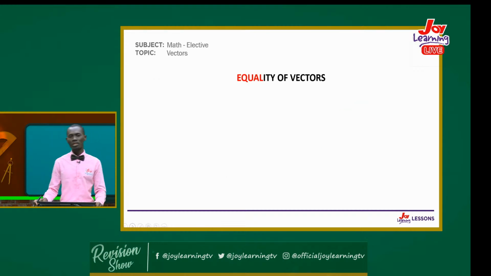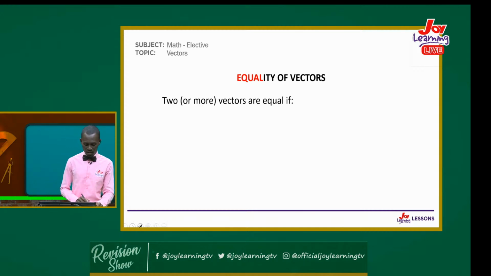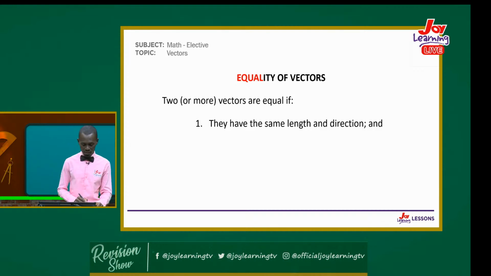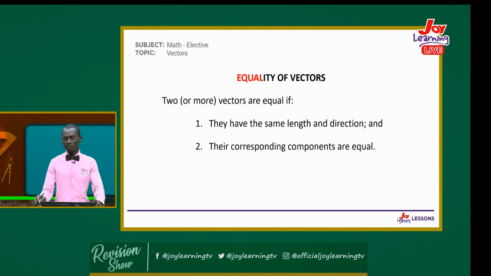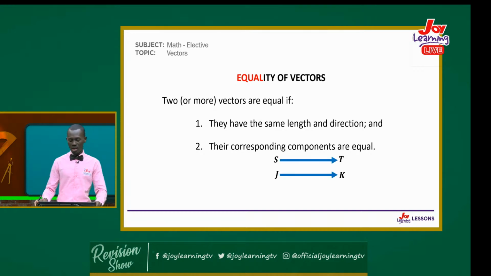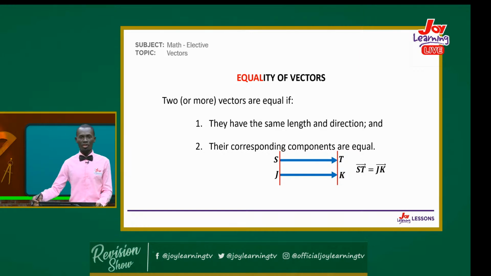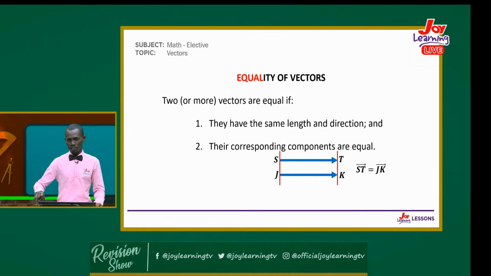So let's deal with the equality of vectors. We say 2 vectors are equal if they have, first of all, the same length and direction, and their corresponding components are equal. So, for example, we have vector ST and vector JK. These 2 vectors are, first of all, you notice they are pointing eastward. So in that sense, they are equal. But that's not all. If we took a measurement, you would find out that they are of the same length. Since they are of the same length and point in the same direction, we say vectors ST and JK are equal vectors. You notice that we have arrows above ST and JK to show that they are vectors.